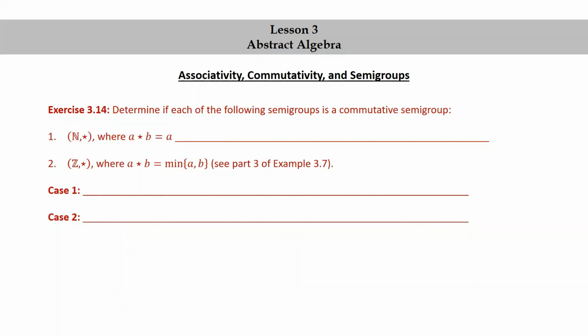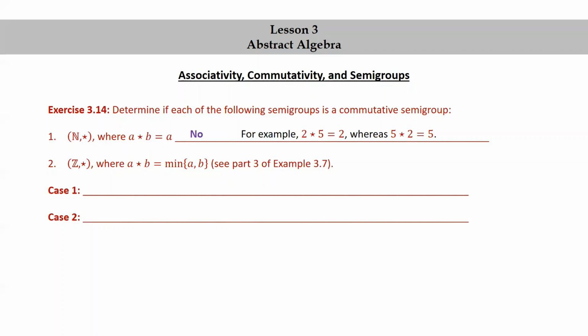The first one is (N, star), where a star b is equal to a. The answer to this is no. As a counterexample, we have 2 star 5 is equal to 2, whereas 5 star 2 is equal to 5. We're picking the one on the left each time. So when we switch the order, we might get a different one on the left.